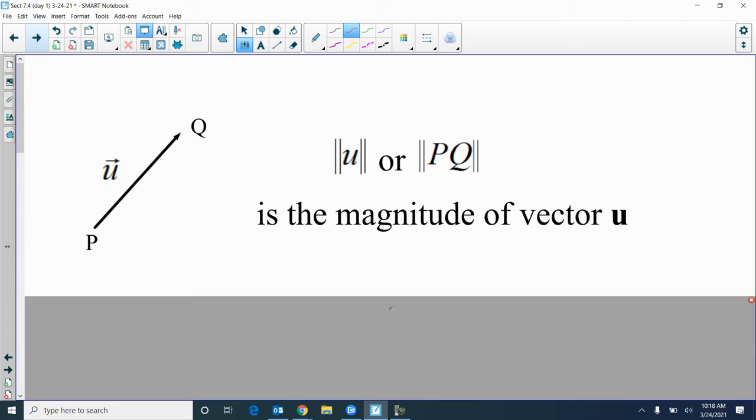All right, so a bunch of little things here. Magnitude, think of it as the length. That is one way to think about that. Now, on your notes, right above the middle there, there should be two lines to fill in. You would read this as the magnitude of U or the magnitude of vector PQ.